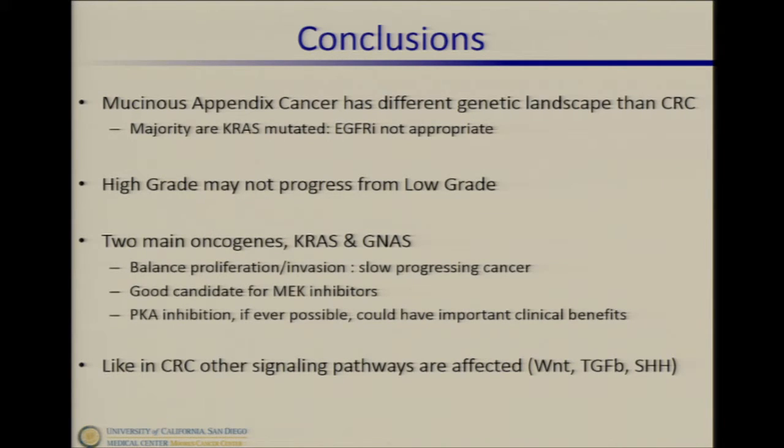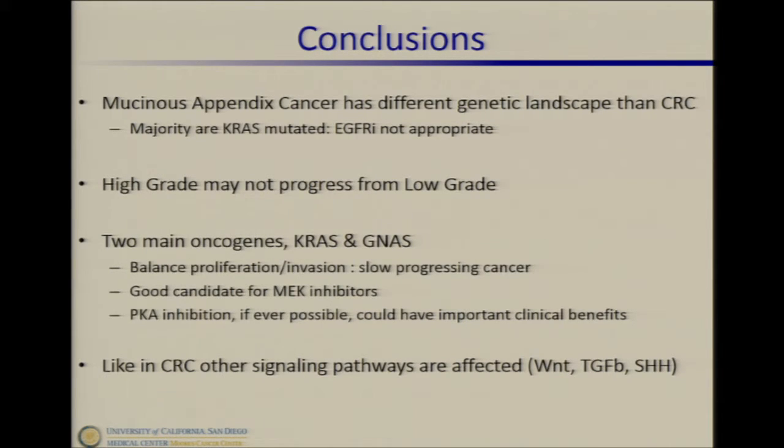So that means that some of the drugs that we use in colorectal cancer, like an EGFR inhibitor, for example, are not appropriate, because we know that people who carry this KRAS mutation will not respond to the EGFR inhibitor. We think that, at least in our set of samples, we have evidence to show that the high grade might not progress from a low grade. They might occur independently.